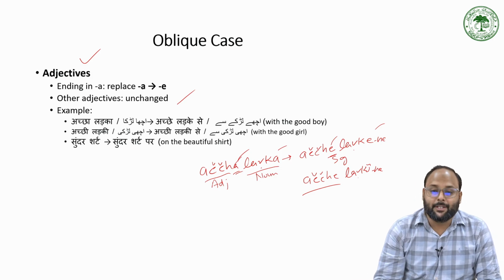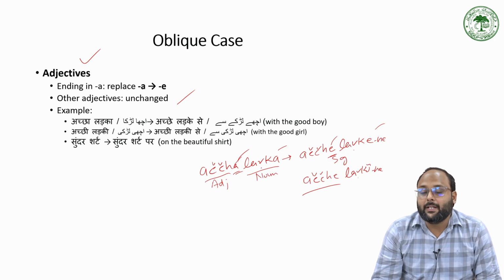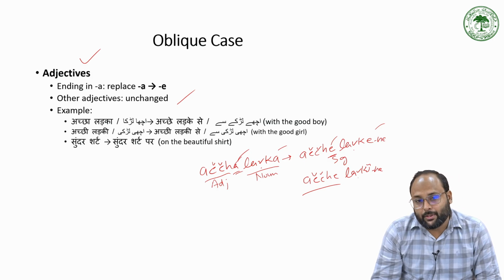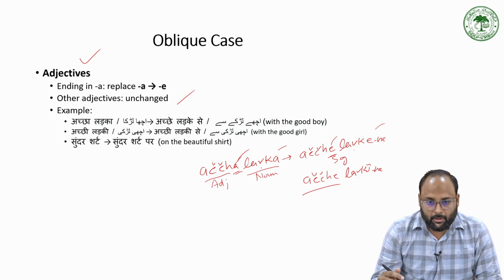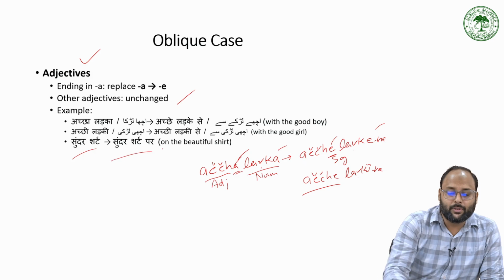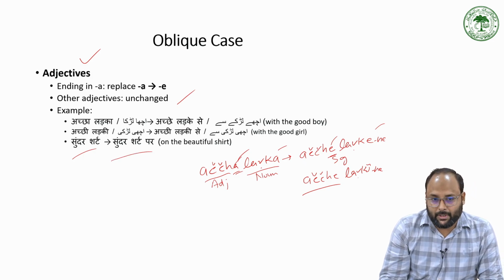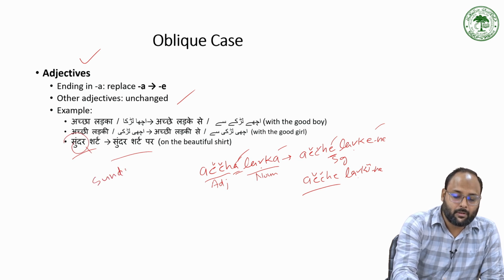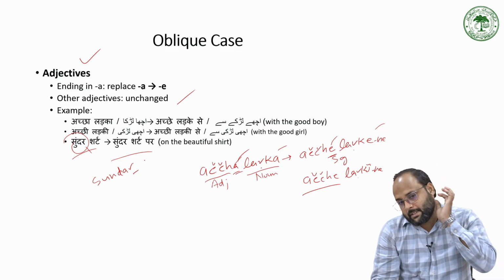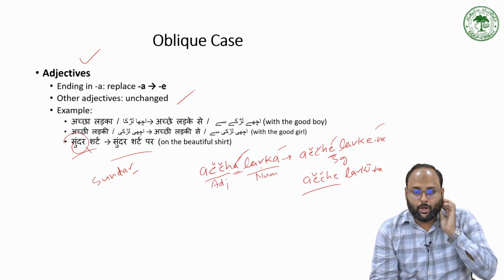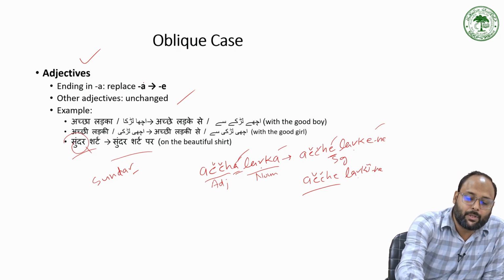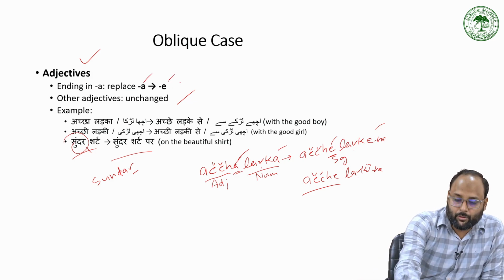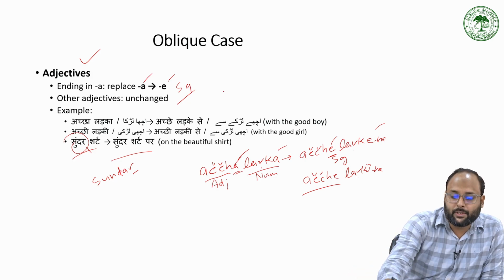In the same way with ladki, like अच्छी लड़की ने and अच्छी लड़कियों ने. So for feminine it will not change, अच्छी will remain the same. But in this form, like sundar shirt par, there is no change, because the sundar is an adjective with a consonant. So when there is an adjective ending with a consonant, there is no change. Only adjectives ending with a are replaced with e.